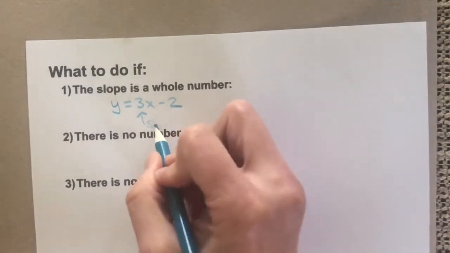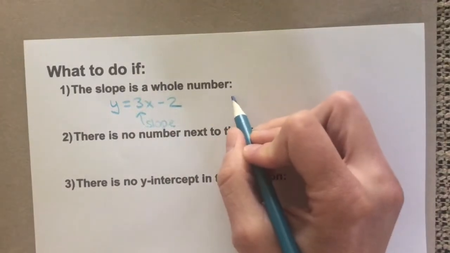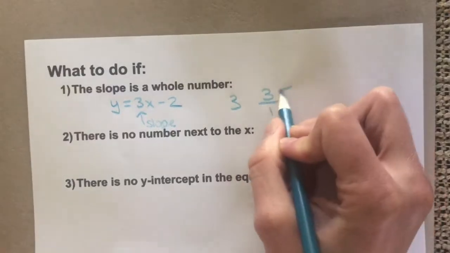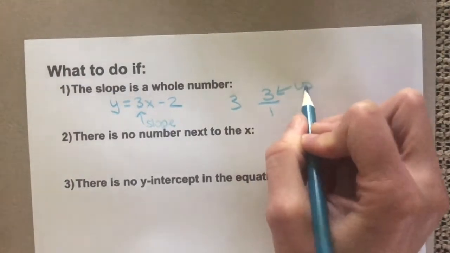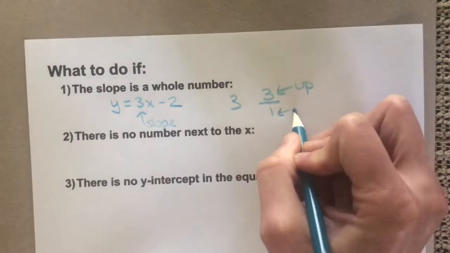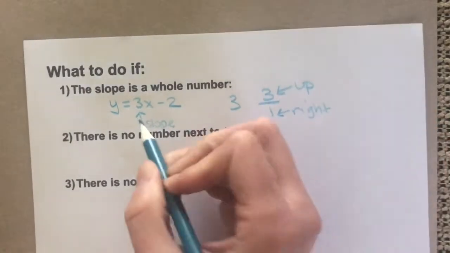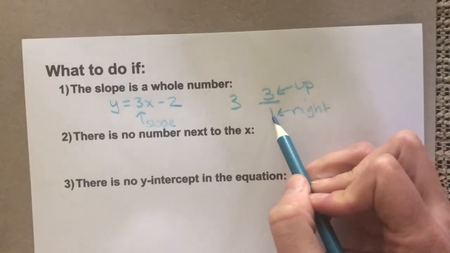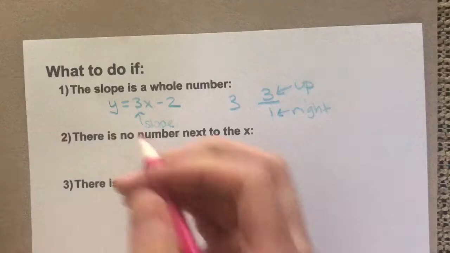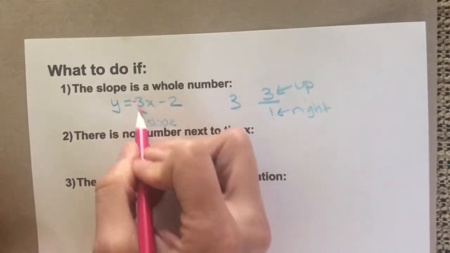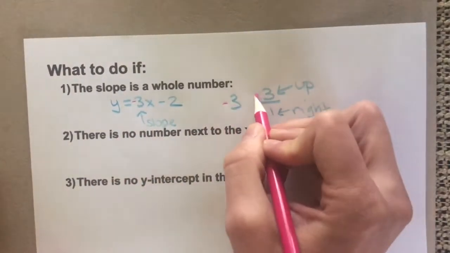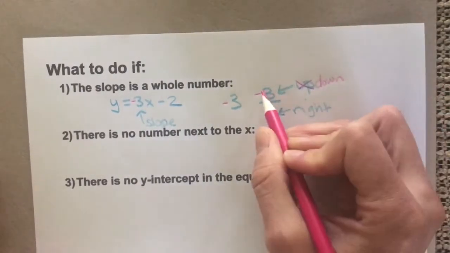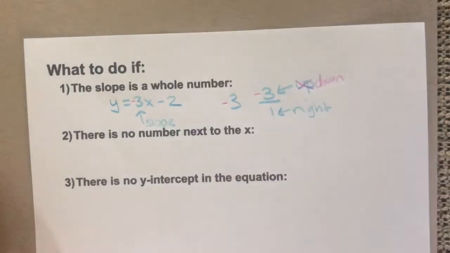The good news for us is that 3 as a whole number can actually be written as the fraction 3 over 1. And so what that means for me is I'm still going up 3 units, but I'm moving to the right 1 unit. So whenever you see a whole number, you can write it as a fraction by putting that whole number over 1. The same thing would be true if I made that the integer negative 3. If that were a negative 3 slope, you would just write this as negative 3 over 1, which just changes the direction. We would then be going down 3 and to the right 1 still.